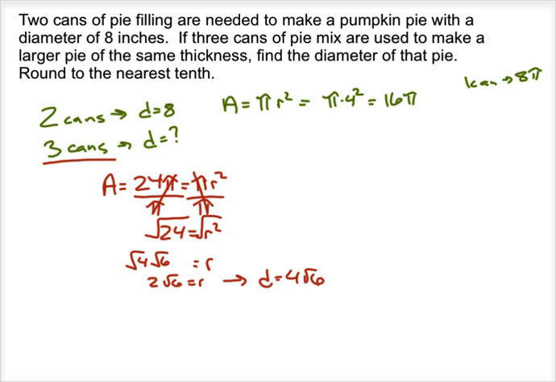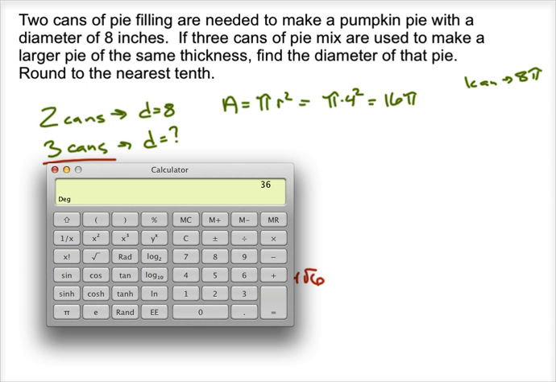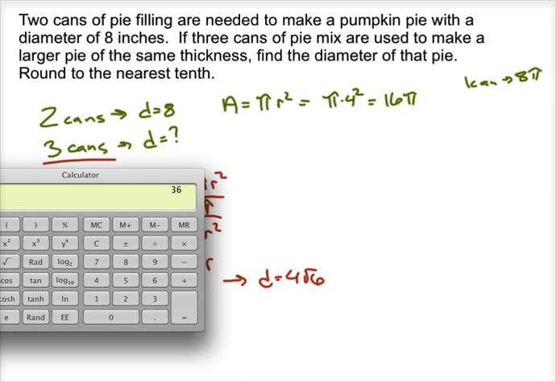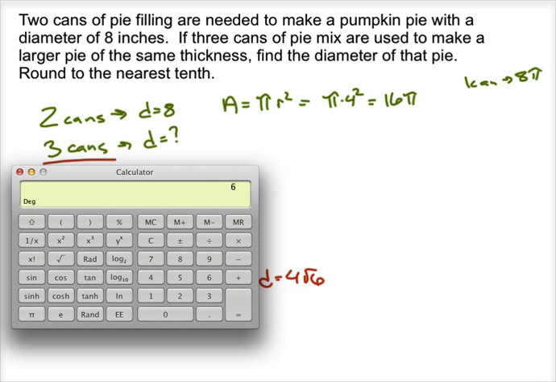And it says round to the nearest tenth. So now I'm going to go to my calculator and take 4 times the square root of 6. So do the square root of 6 first, times 4. The nearest tenth is going to be 9.8.